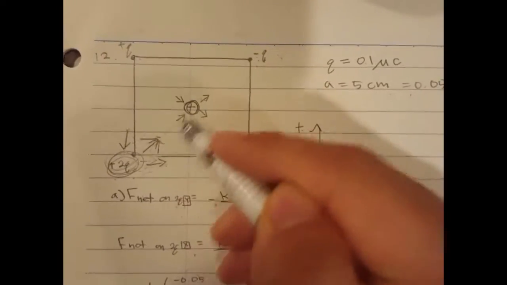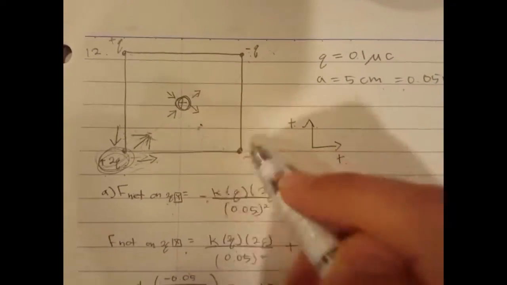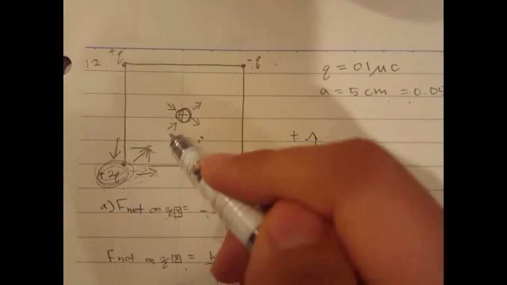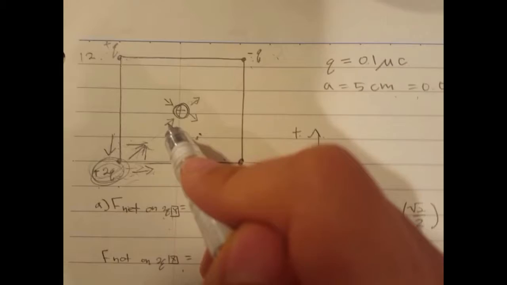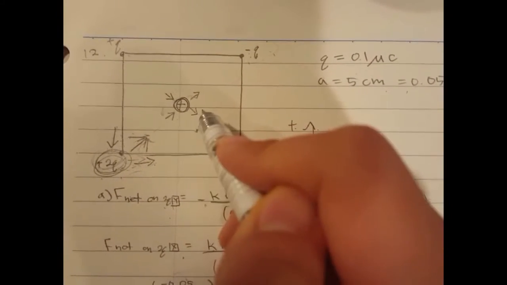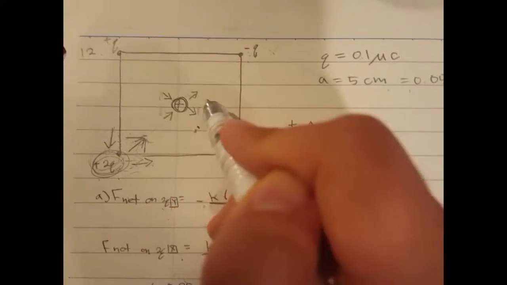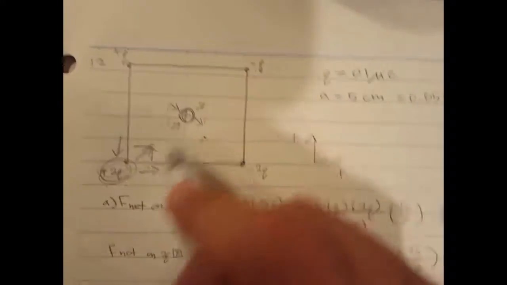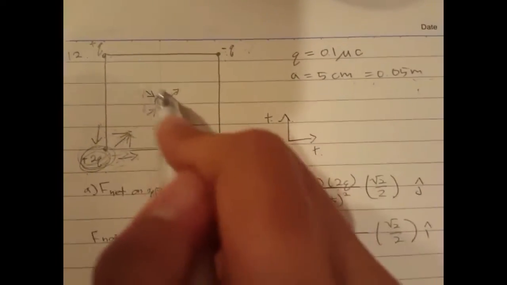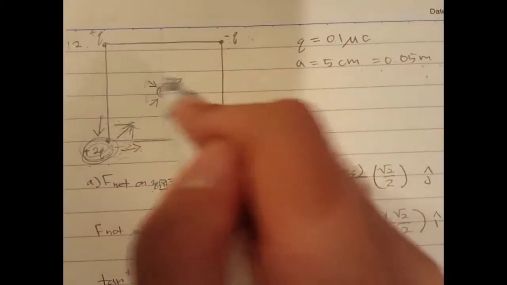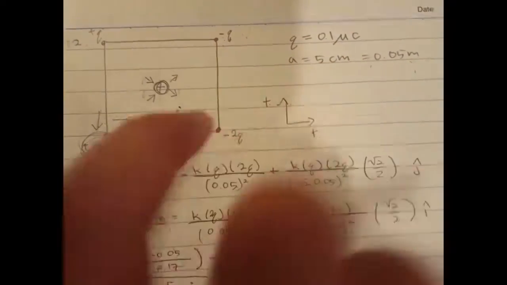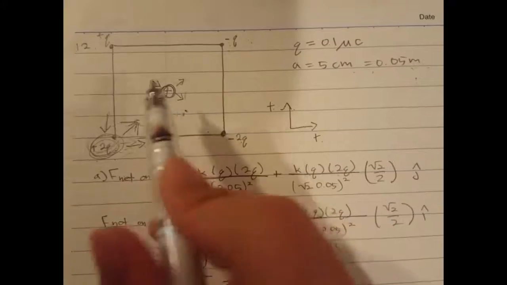So this field, or the force, and this force are equal in magnitude. This is going to equal this, but they're opposite. And this is going to cancel out this part. So all we have to look at is the x direction. And you can see that all of the x directions are this way, which is positive. So we're going to add everything up.